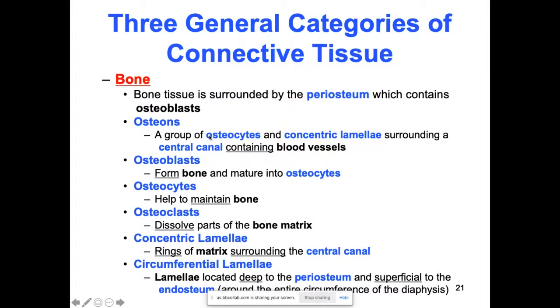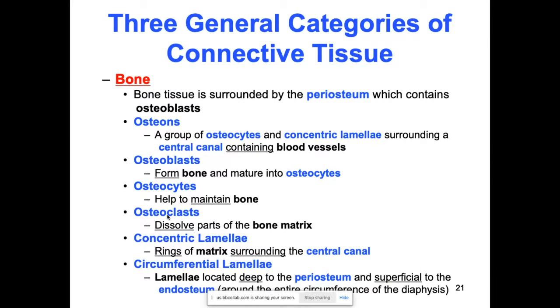Now bone, you're going to hear of a term called an osteon, which is found with compact bone, not spongy bone, but compact bone. You're going to hear of osteocytes. You're going to hear osteoblasts. And you're going to hear osteoclasts. So simply put, osteoblasts are an immature cell that makes matrix. It's going to push out the cement. It's going to push out calcium salts.